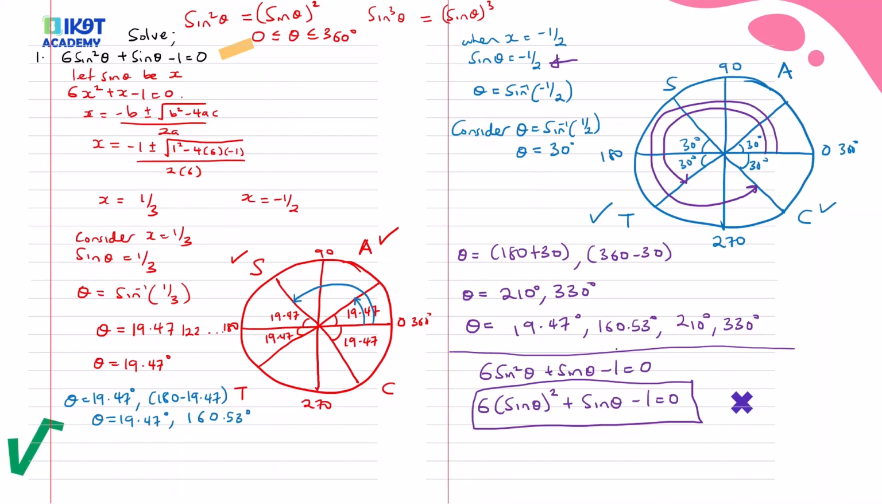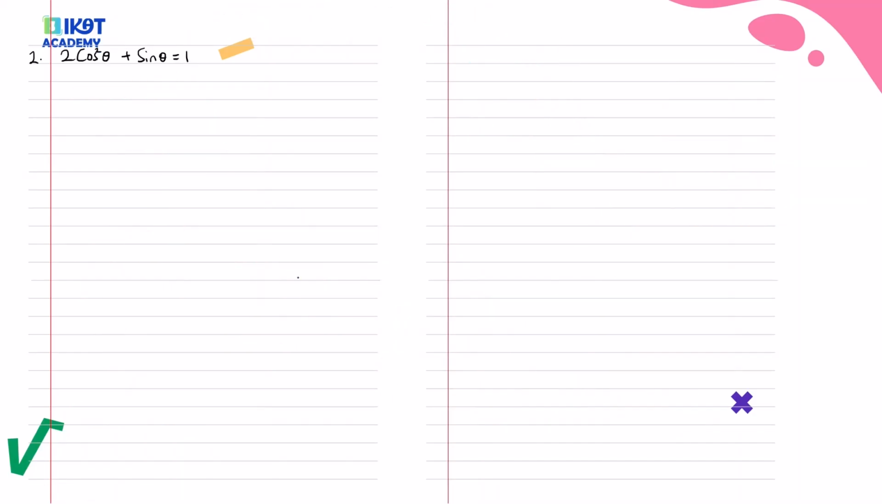Okay, now let's look at another number. Here we have 2 cos squared theta plus sine theta is equal to 1. This takes us back to the identity derived from the Pythagoras theorem, which was cos squared theta plus sine squared theta is equal to 1.